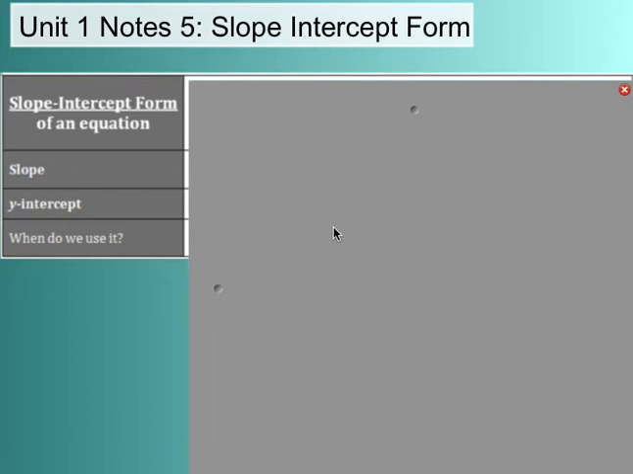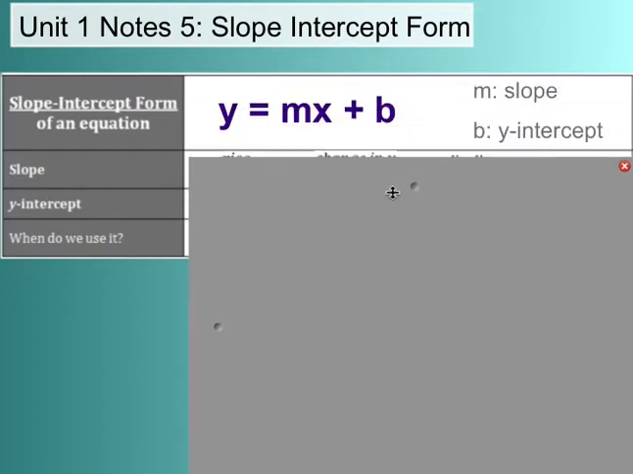So we're going to be talking about slope-intercept form, which is one of 3 forms that we're going to use for graphing and writing equations. So let's go ahead and start by taking a look at slope-intercept form. Slope-intercept form takes the form y is equal to mx plus b. M represents the slope, b represents the y-intercept.